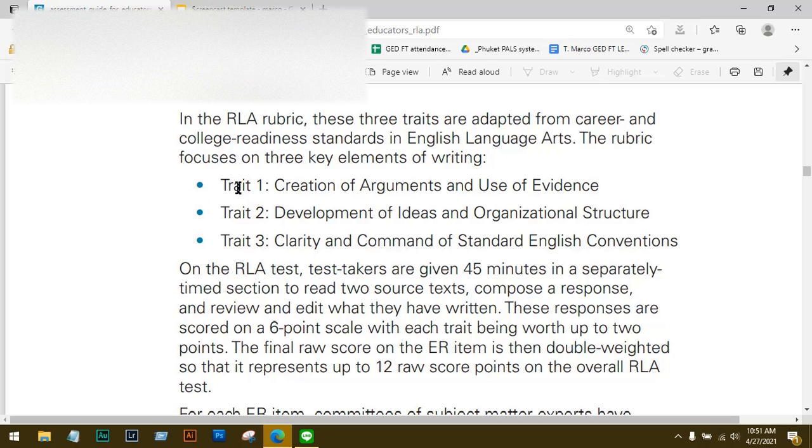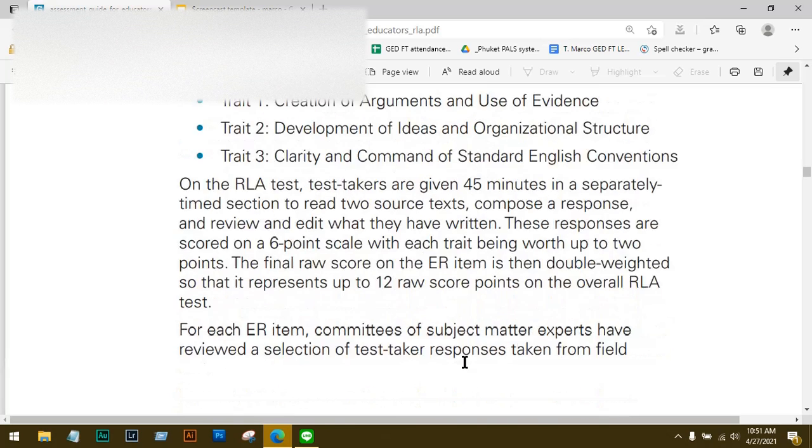Okay, so you will be given a maximum of 2 points for trait 1, from 0 to 2, and then after that it will be multiplied by 2, or doubled. So if you got 2 here and then 2 and then another 2 points here in trait 3, they add up and it's going to be 6 times 2. It's going to be 12 raw score points.